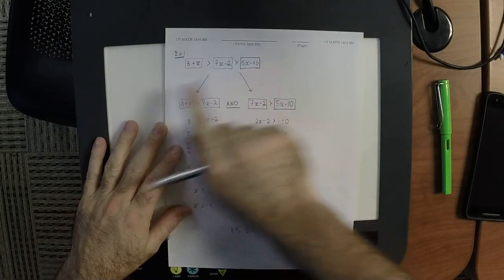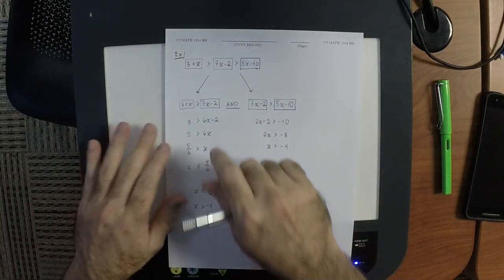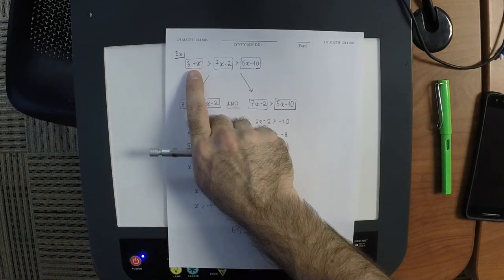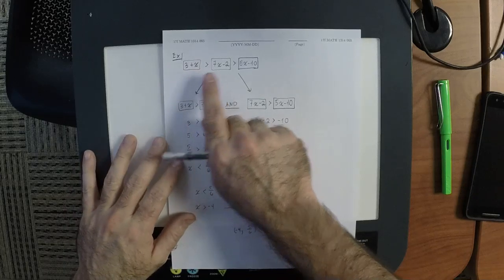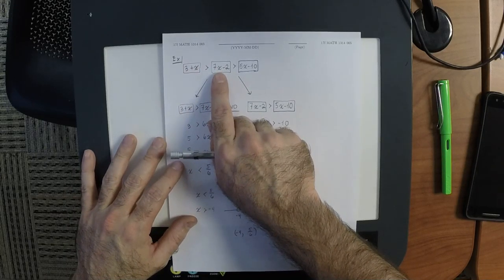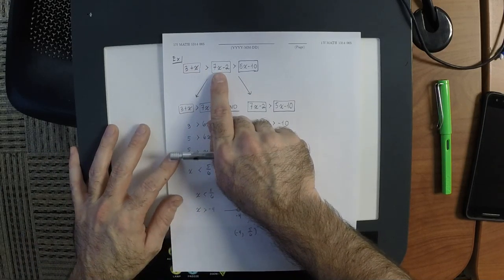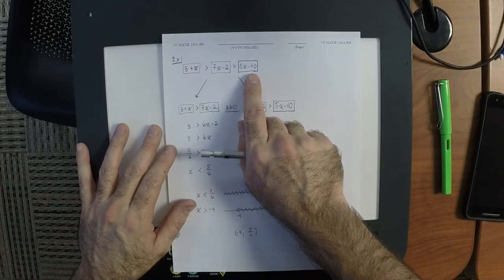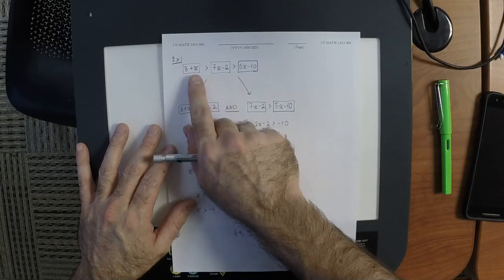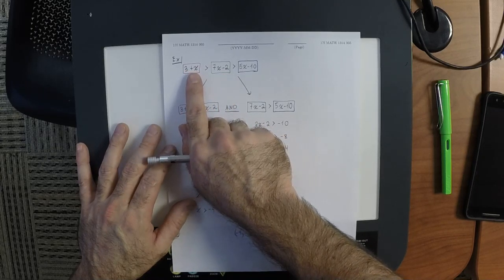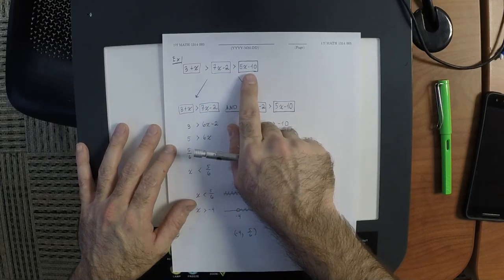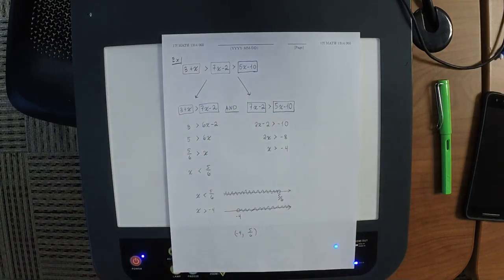But if we were to plot this, then we could plot a line. Y is 3 plus x. This is a line that slopes up with slope 1 and y-intercept 3. This one slopes up with slope 7 and y-intercept negative 2. And this one slopes up with slope 5 and y-intercept negative 10. So all of these lines are sloping up. This line slopes up at the least rate, this one at the greatest rate, and this one at an intermediate rate.